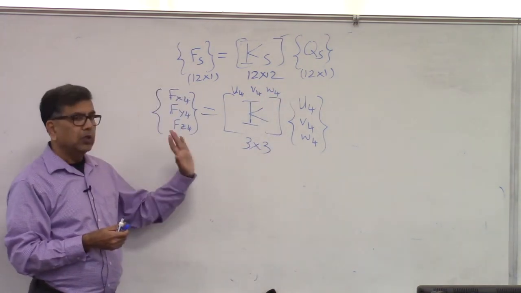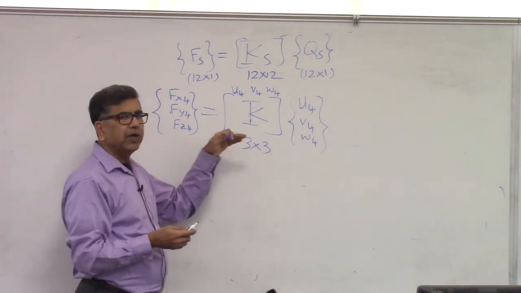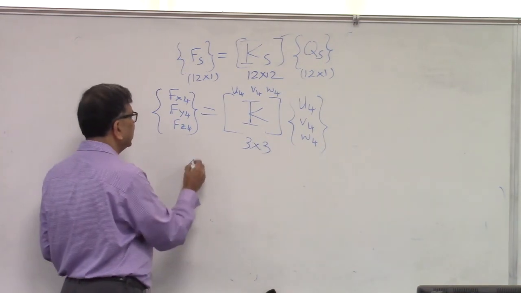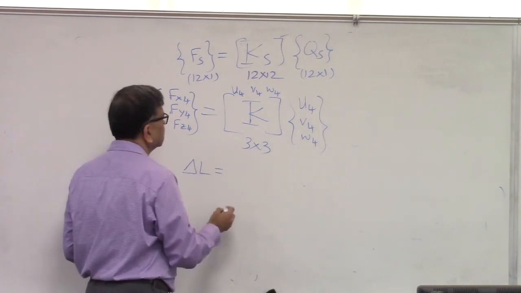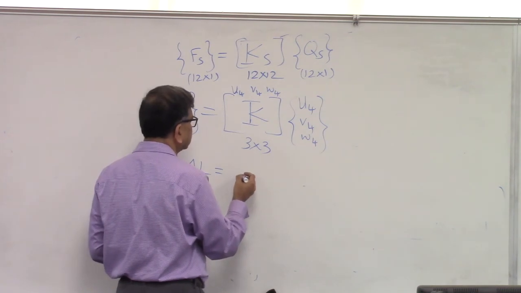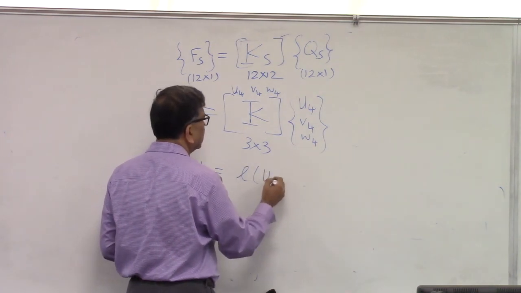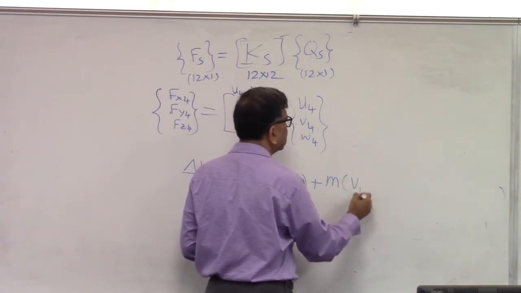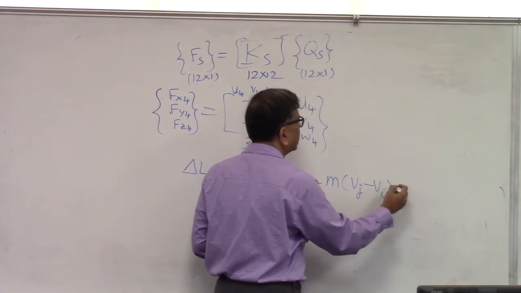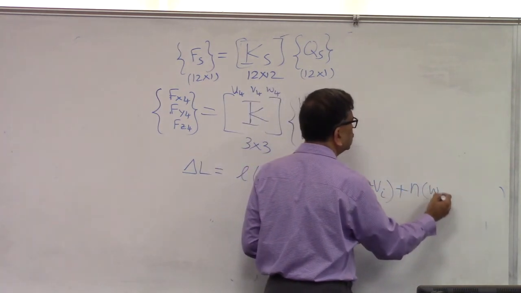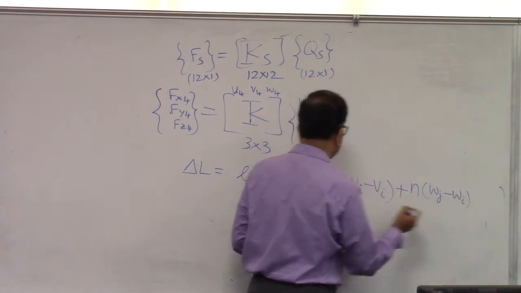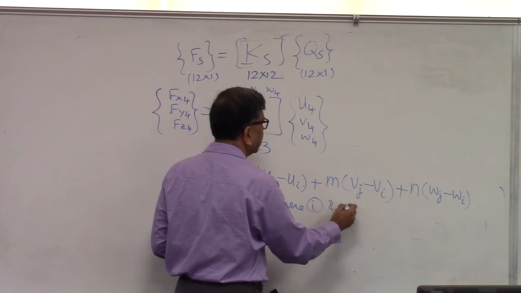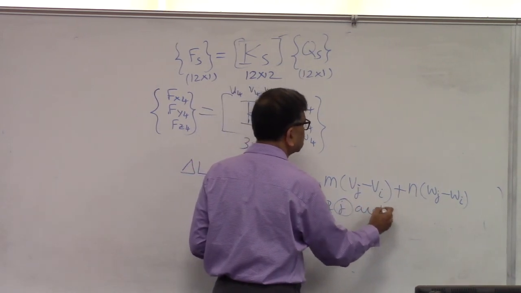Now, this method works fine. Where the problem is, I'll show you. So you solve for U4, V4, W4. Then the elongation of the element is given by delta L equals L times (UJ minus UI) plus M times (VJ minus VI) plus M times (WJ minus WI), where I and J are the first and second nodes respectively.